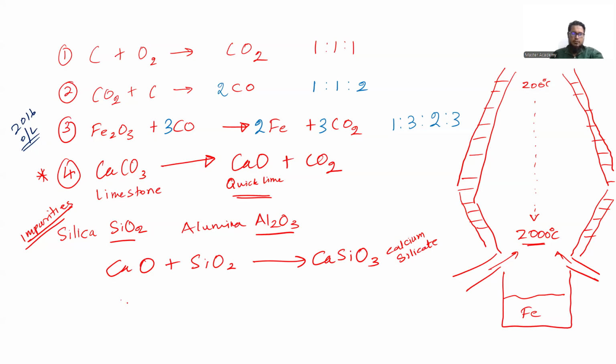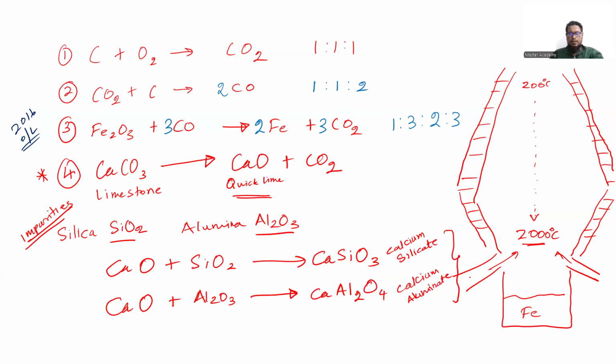Now, the alumina story. Calcium oxide plus alumina, Al2O3, will form calcium aluminate, CaAl2O4. On the left side, we have 4 O's. So the name will be calcium aluminate. This calcium aluminate and calcium silicate together form a special substance known as slag.